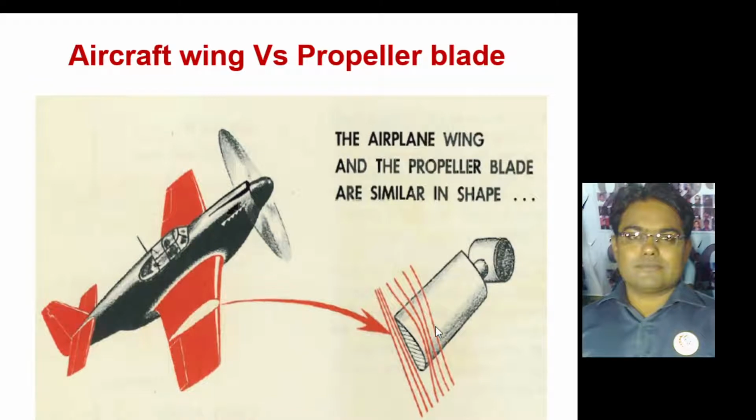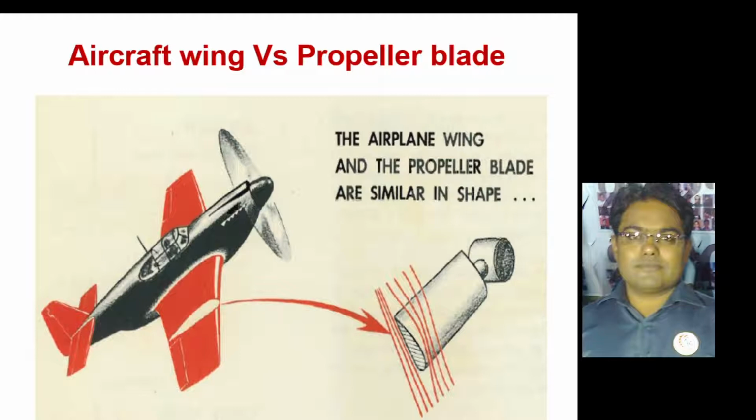So this is the propeller blade. If we look at the cross section, it's an airfoil and it has a finite span. So it resembles a finite wing. So the flow over a finite wing will be similar to the flow over a propeller blade. So a wing and propeller blades are similar in shape.